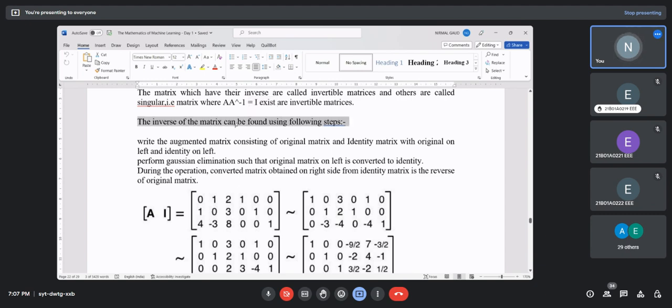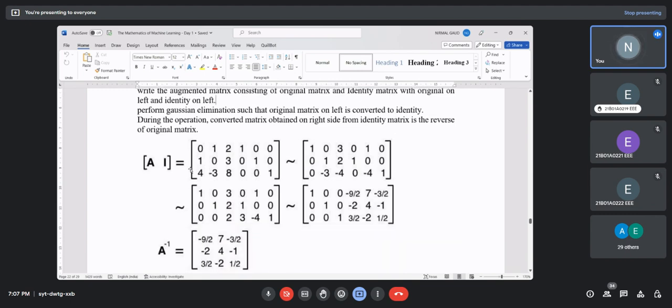So what are the steps I need to follow to calculate the inverse of a matrix? Usually this is something complex in nature, and you should be accurate in your calculations while performing matrix multiplication, inverse of a matrix, then adjoint, and many other things. So what are the steps? Write the augmented matrix consisting of the original matrix and the identity matrix, with the original on the left and the identity on the right.